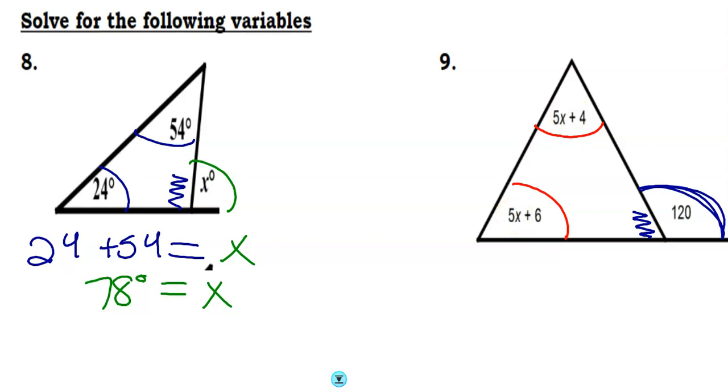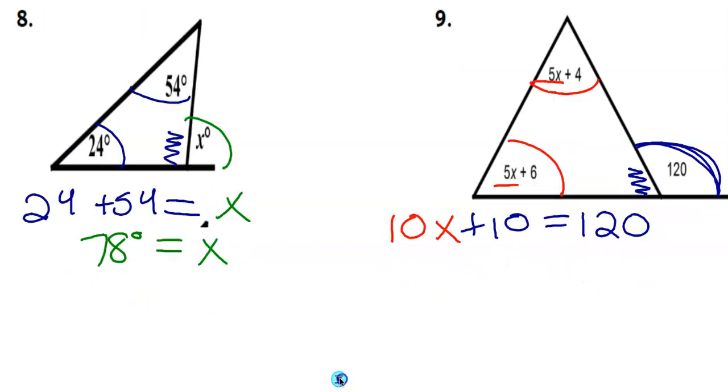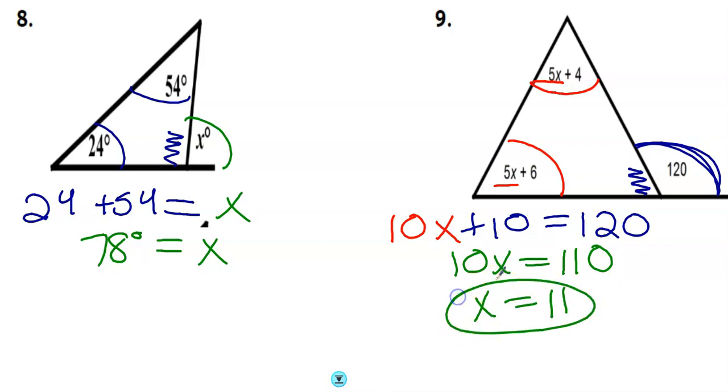So let's combine like terms. 5x and 5x is 10x. 4 plus 6 is 10. And that equals 120. So I'm going to subtract 10 from both sides and get 110. And x equals 11. Okay, I'm going to plug it back in. So 11 times 5 is 55 plus 4. I'm going to get 59 degrees.